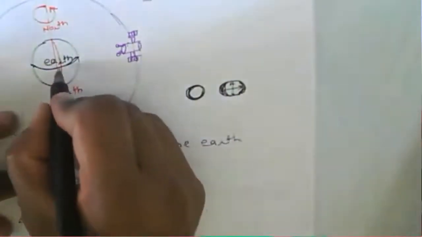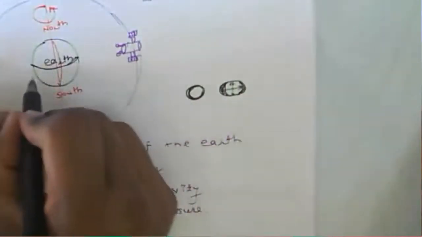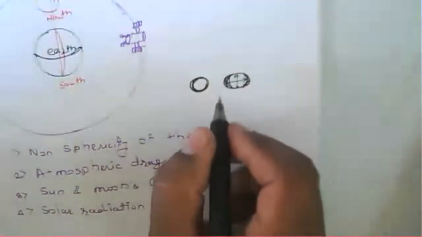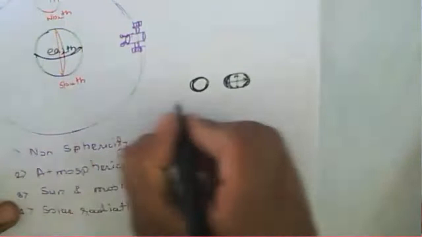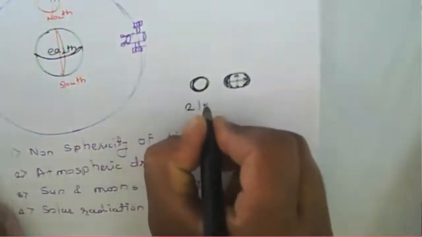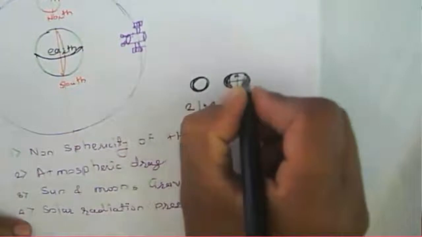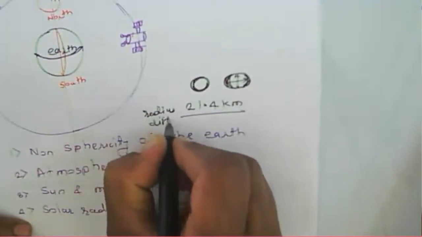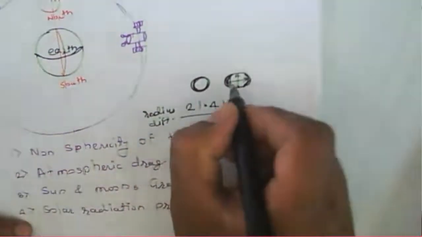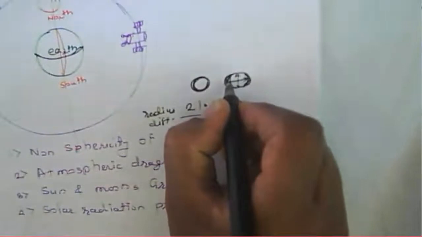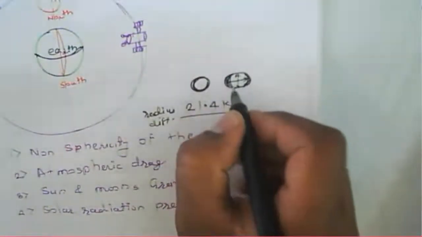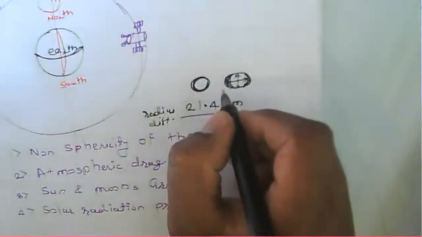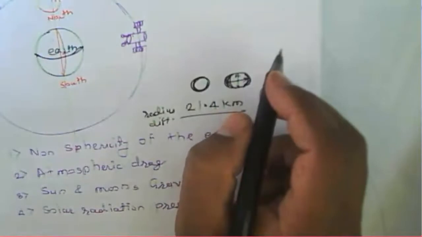Now, if you see from north to south, that radius is different. There is a difference in the radius. And along the equator, that radius is different. And that difference is about what? 21.4 kilometers. The difference of what? A radius difference, because of the radius along the equator and along the south and north poles.